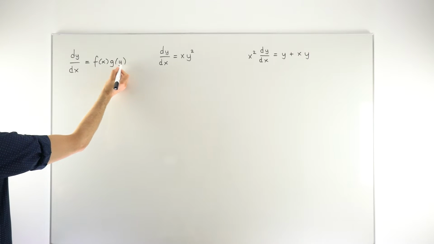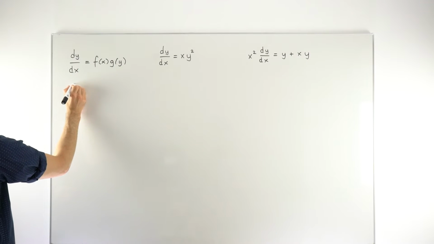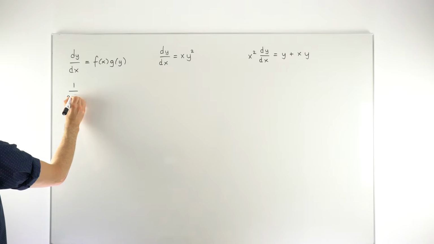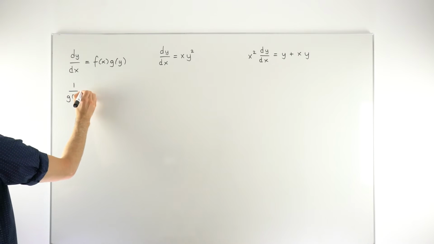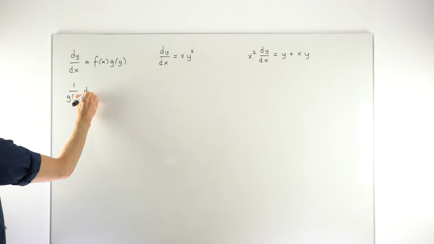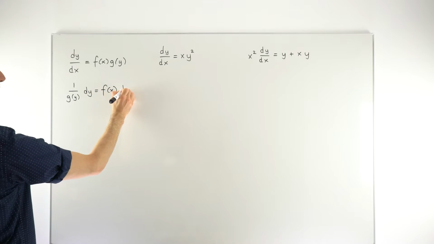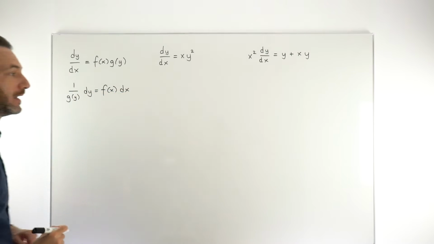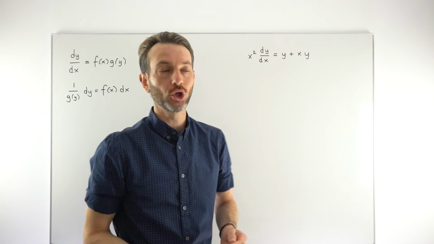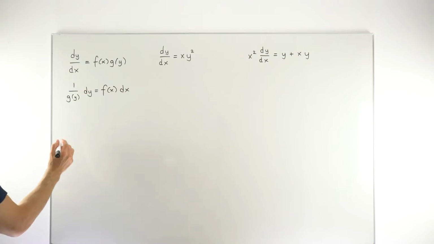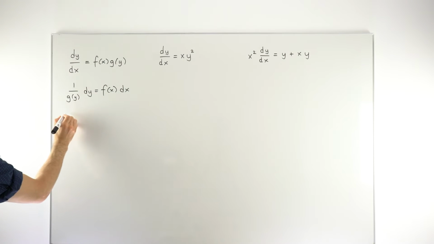If we take the g of y term to the left, that's going to become 1 over g of y. So just dividing both sides basically by g of y. So 1 over g of y, and then we've got our dy there. And then we're going to multiply both sides by dx to get f of x dx on the right-hand side. So at this point, we've completed the separation. We've got the x's on one side and the y's on the other. And then we're just basically going to integrate both sides.